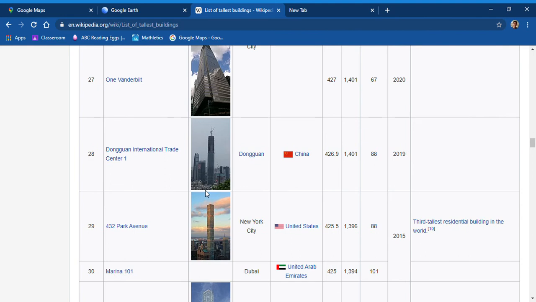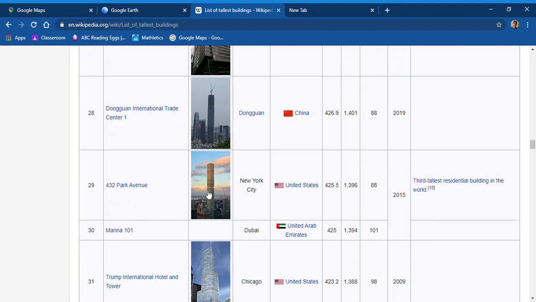Oh my goodness, 2020. Number 28. Dongguan International Trade Center 1, Dongguan, China, 426.9 meters, 1,401 feet, 88 floors, 2019. 29 is 432 Park Avenue, New York City, United States, 425.5 meters, 1,396 feet, 88 floors, 2015. Third tallest residential building in the world.